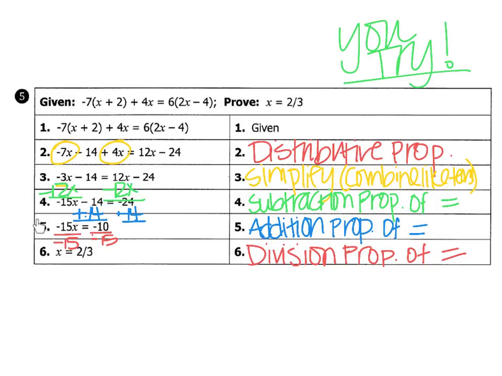Then last but not least, how did we go from 5 to 6? So how did we get x equals 2/3? We divided both sides by negative 15. Therefore, we're dividing both sides of the equation by the same value. So this would be the division property of equality.